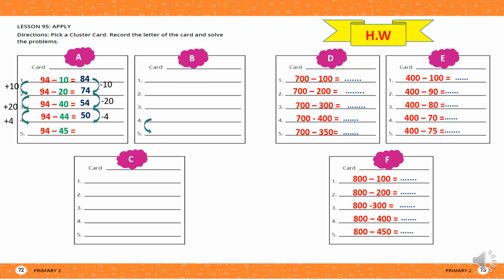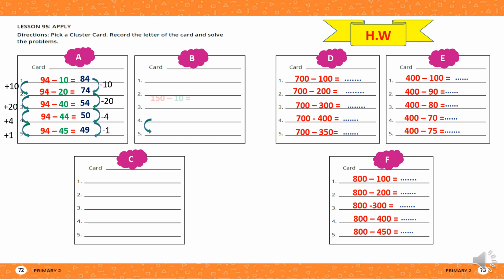The last equation, 94 minus 45. 94 is the same, 94 as it is. 44 becomes 45. Yeah, it increased. Increased by what? Increased by 1. 44 plus 1 equals 45. If I added 1 here, I must subtract 1 from the second side. 50 minus 1 equals what? Equals 49. So here in this cluster card, if I added a number to one side, I must subtract the same number from the second side to keep the equations equal.